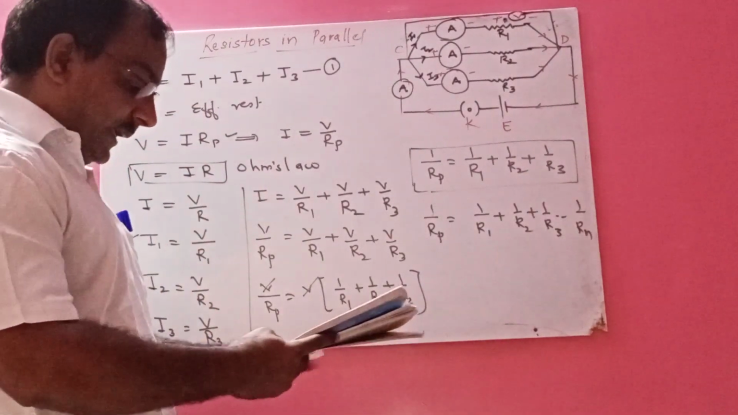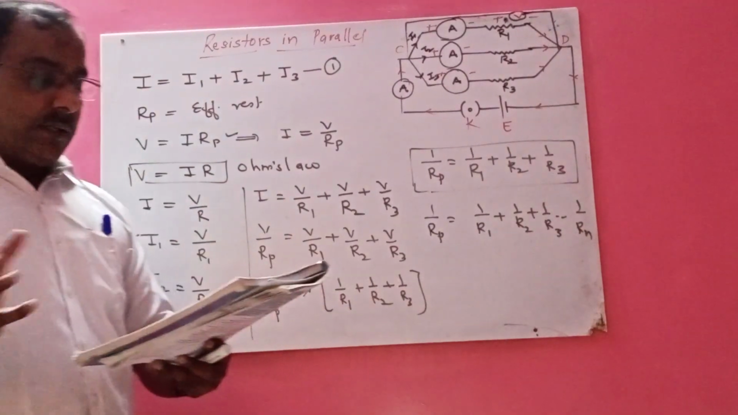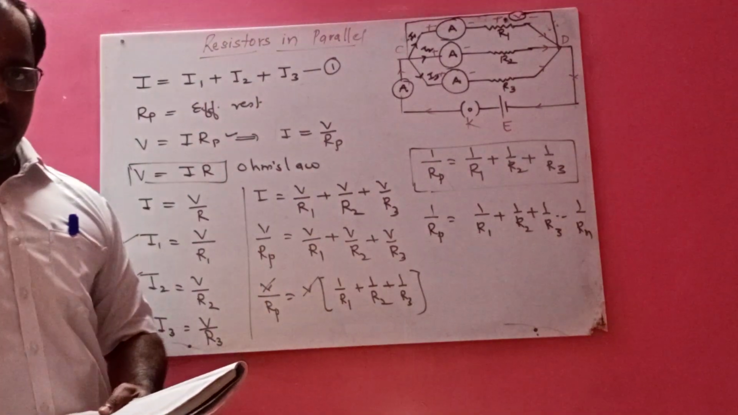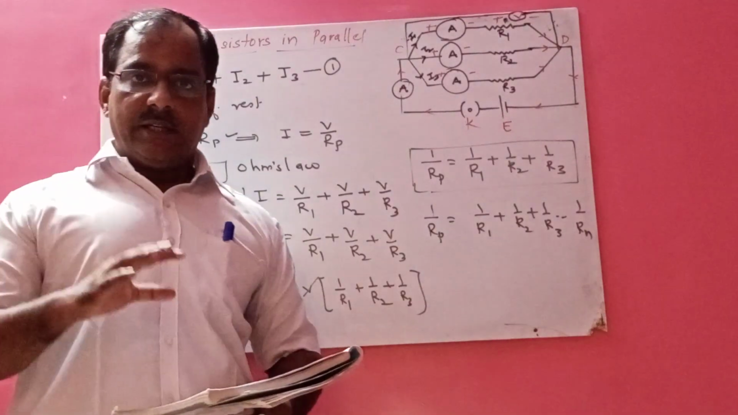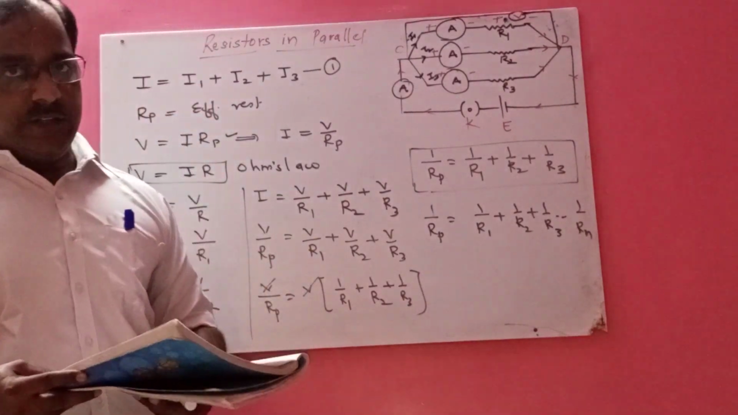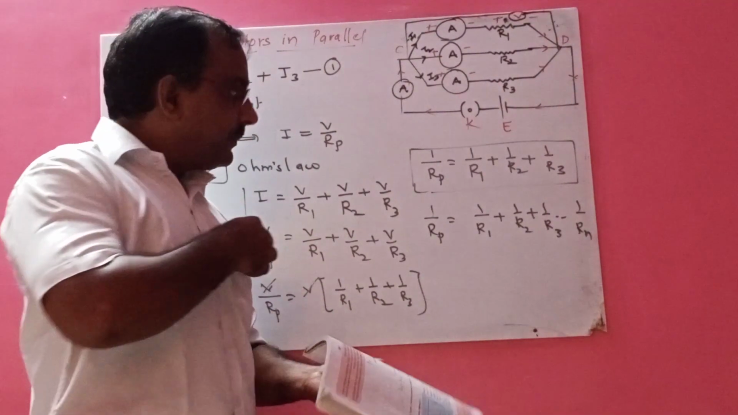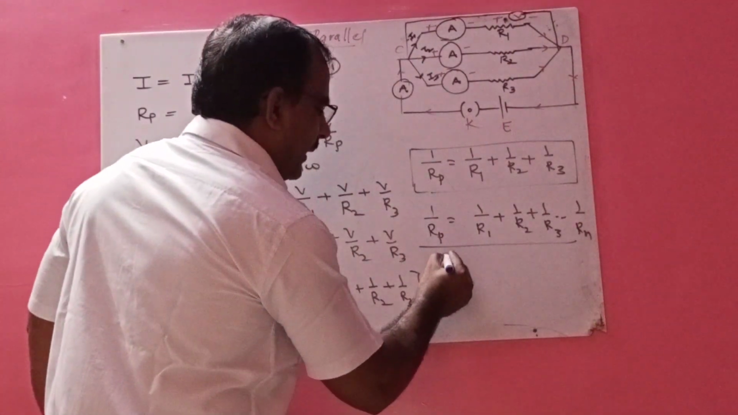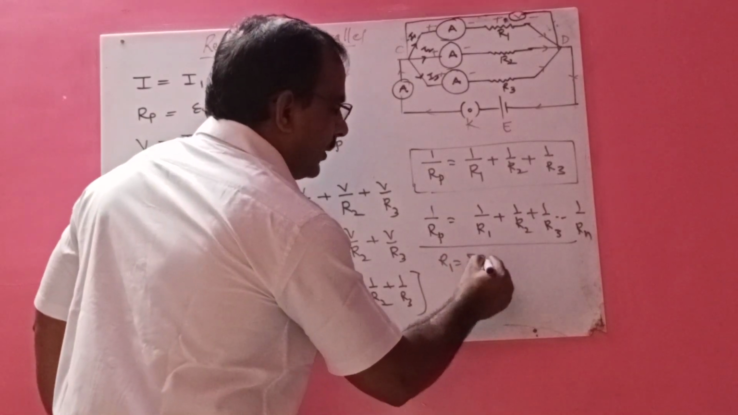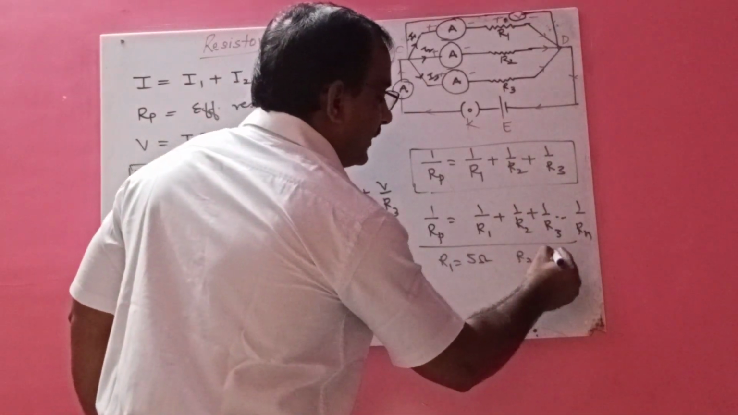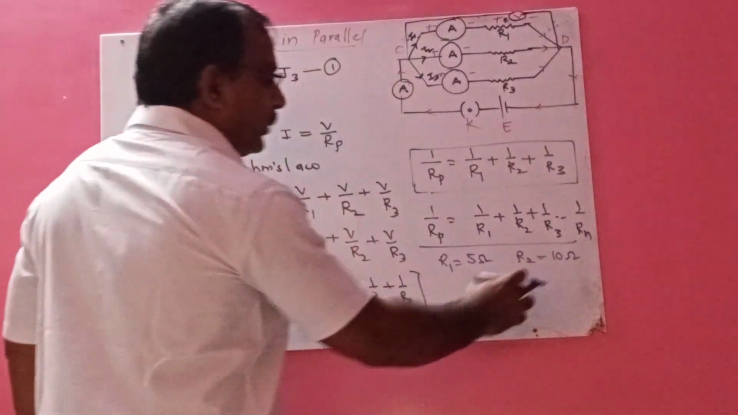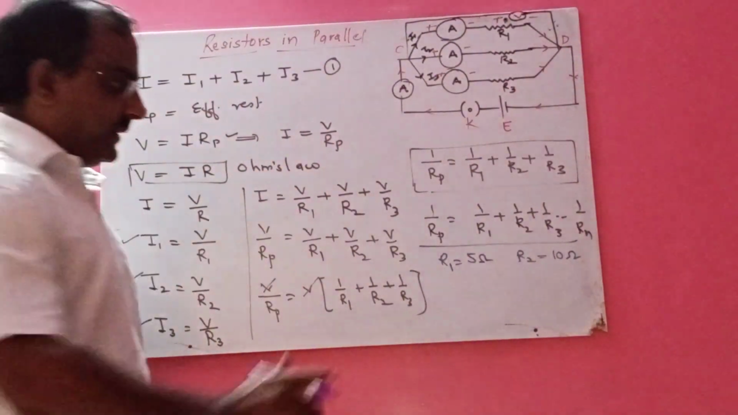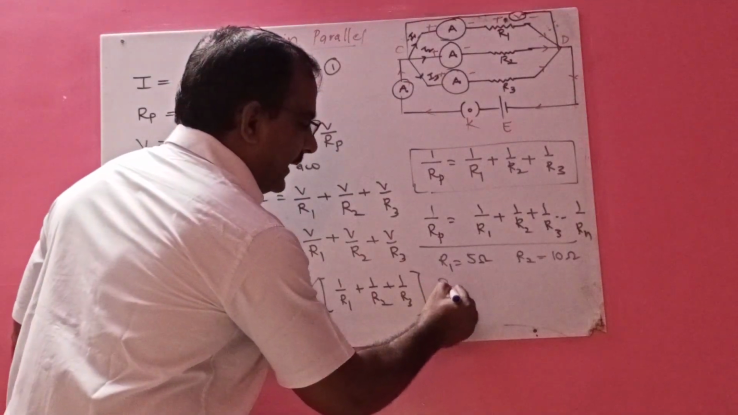So this is the very important part of the chapter, that is how to calculate the effective resistance when it is connected in parallel combination and series combination. I will give you one more example here. Suppose there are 2 resistors. Let R1 be 5 ohm and R2 be 10 ohm. If these 2 are connected in parallel combination, then what will be the effective resistance? How to calculate Rp then?